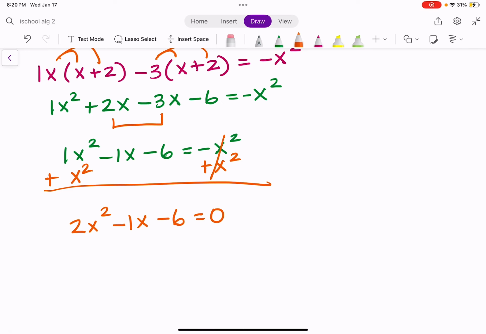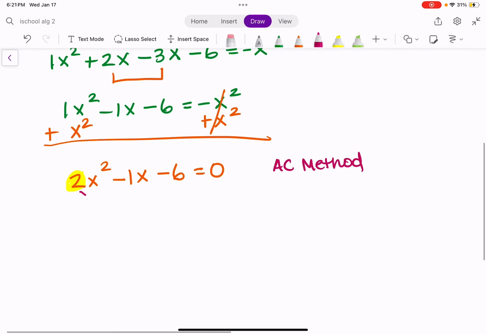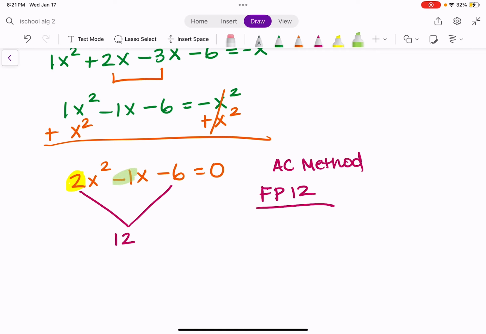So again, we need to factor, but we're not going to use sum product rule because we have a number bigger than 1 here. So in this case, I need to use the AC method. Remember the AC method is when you multiply the first and the last term, and you get 12. I'm going to find the factor pairs of 12 that give me negative 1. So I know factor pairs of 12 are 1 and 12, 2 and 6, and 3 and 4. I'm going to use 3 and 4. To get me negative 1, the 4 has to be negative, the 3 has to be positive.